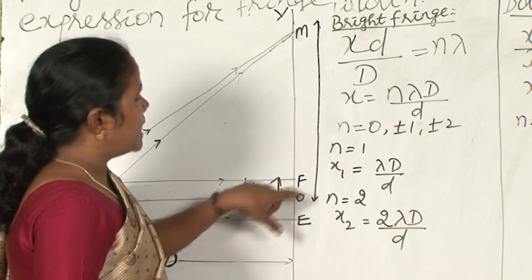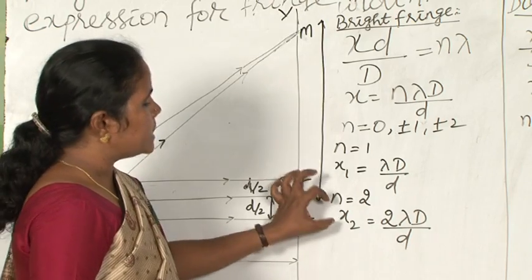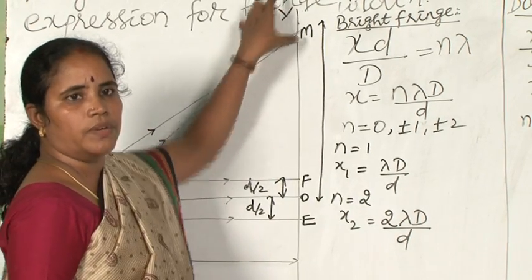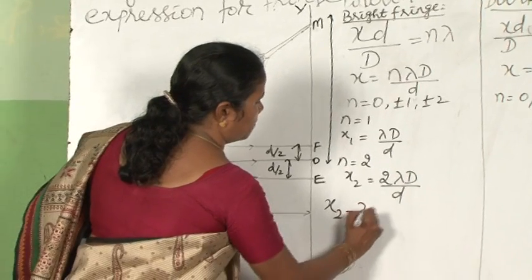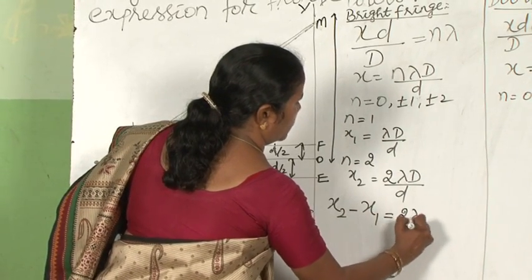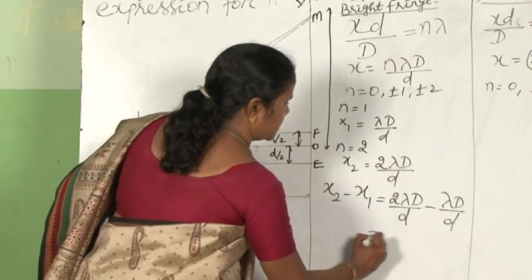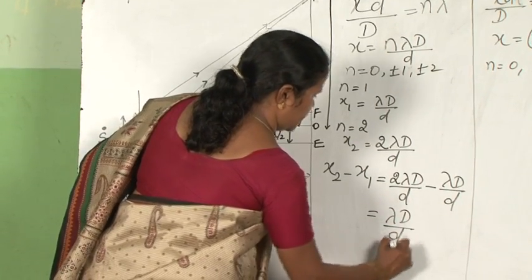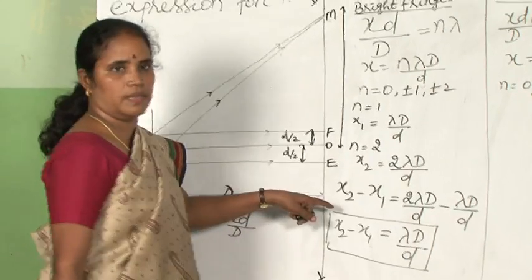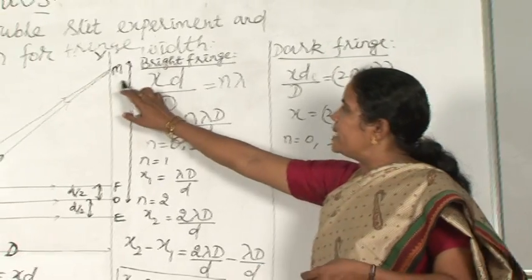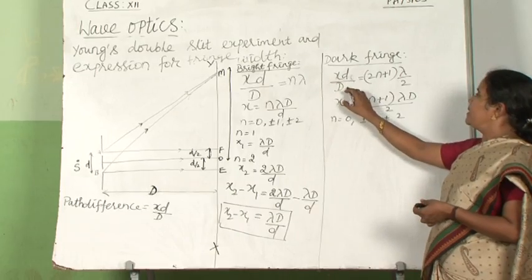It means this x1 is the distance of the first bright fringe from the point O, and this x2 is the distance of the second bright fringe from the point O. Now, the distance between these two bright fringes, x2 minus x1, is equal to 2 lambda D by d minus lambda D by d, which is equal to lambda D by d, the distance between two consecutive bright fringes.